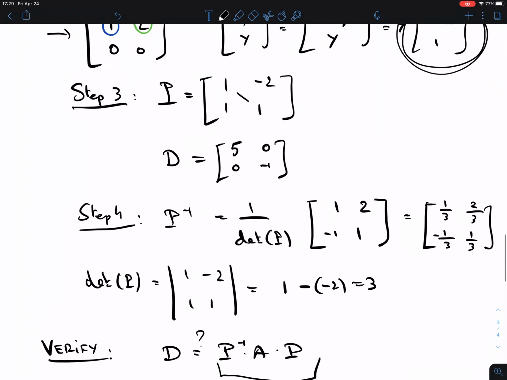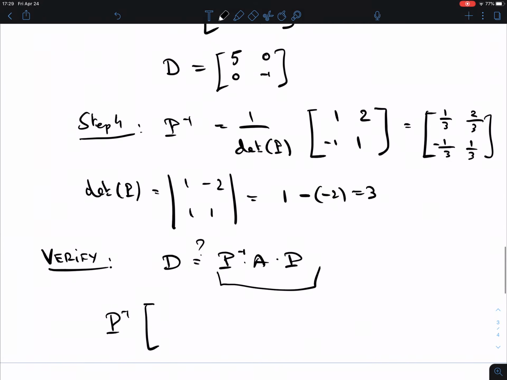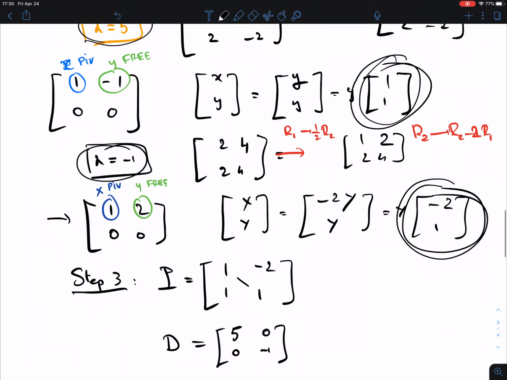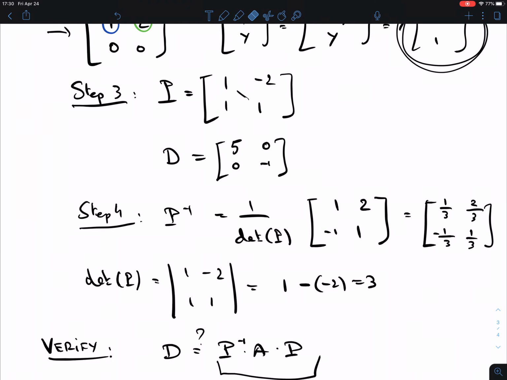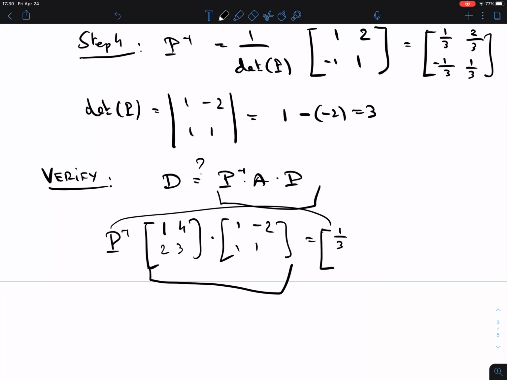So A was, where did A go? 1, 4, 2, 3. 1, 4, 2, 3 times P, and P was 1, negative 2, 1, 1. Okay, so what is that? It's P inverse. I still have to do this. I write it down already what P inverse is so that I don't have to copy it anymore. So I'm going to work out this product and I'm just copying this guy. P inverse was 1/3, 2/3, minus 1/3, 1/3.